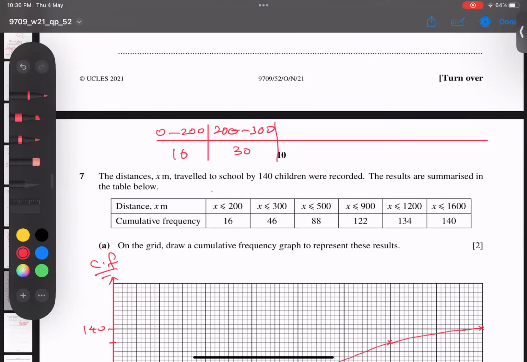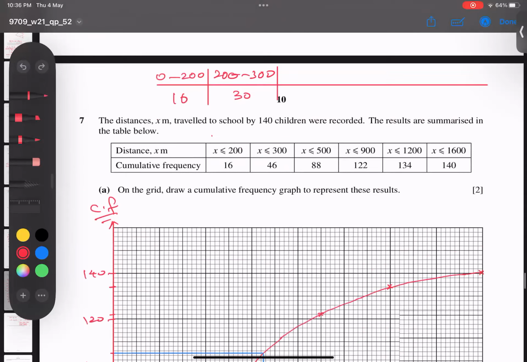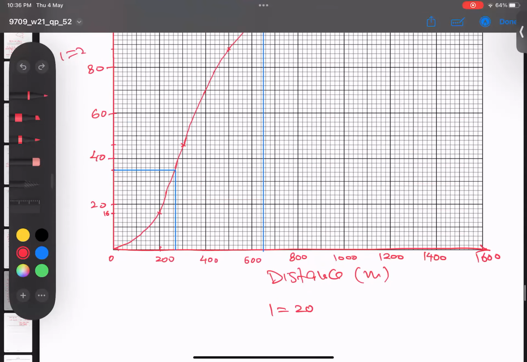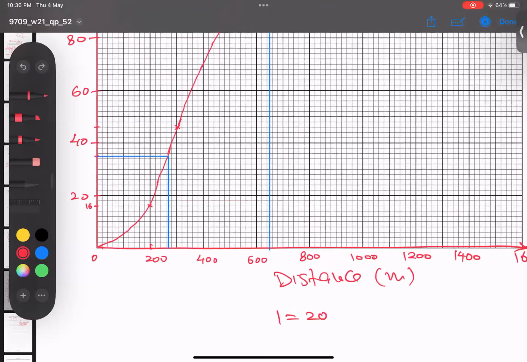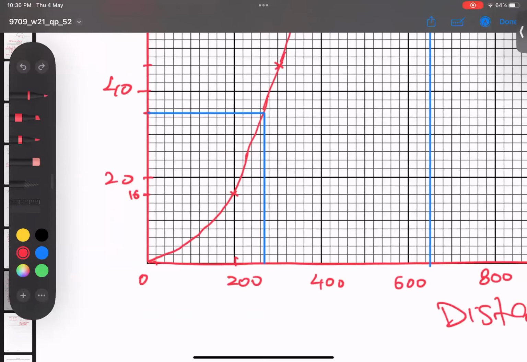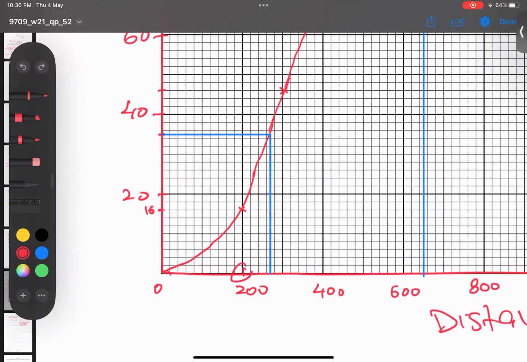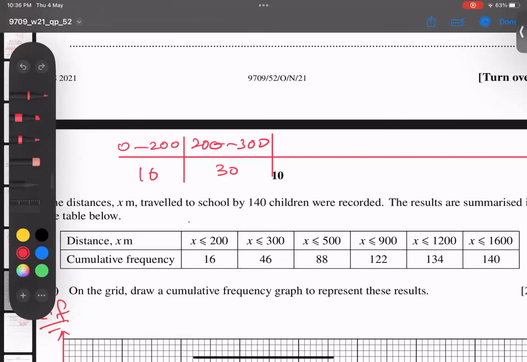I will show from the graph. If you don't understand, no problem. So 300 is 46 and 200 is 16, and the gap between them is 30. So let's see, 300 and 200. Yeah, the 200 number is this, and the 300 number is this, and subtract them. So it will give you 30. I hope, students, you got the idea how I got it.